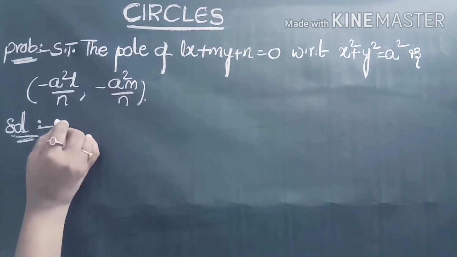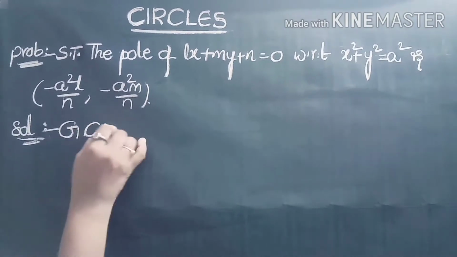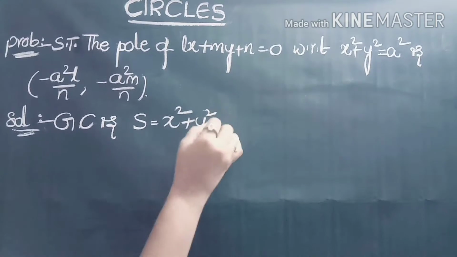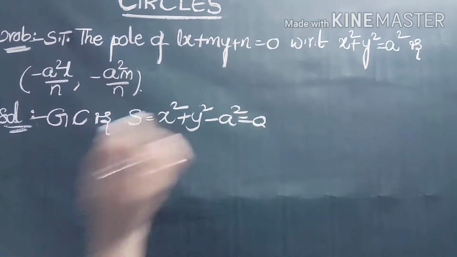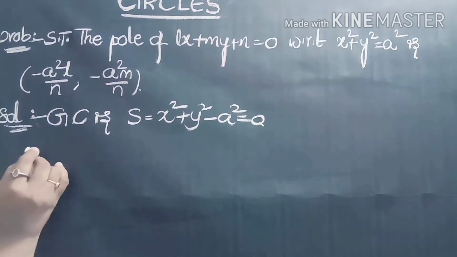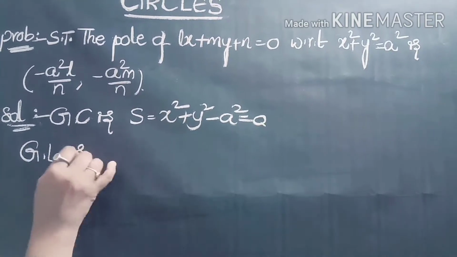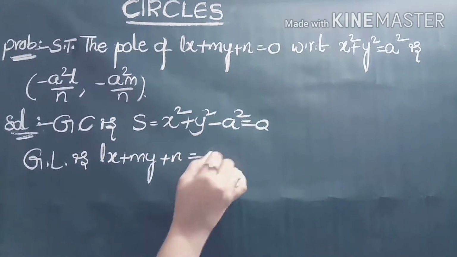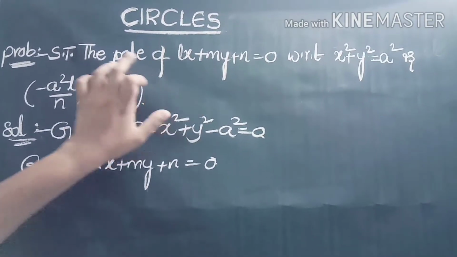Pole of the line with respect to the given circle. First we are taking the given circle, S = x² + y² - a² = 0. This is the given circle, and the given line is Lx + My + N = 0. Now what is the pole of this line? We want the pole value.